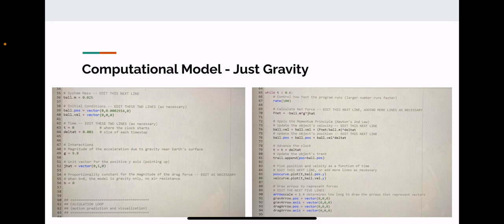The initial conditions for the computational model with just gravity are the ball's mass, 0.025 kilograms, position, 0.002914 meters in the y direction, and velocity 0. Setting j hat equal to <0, 1, 0> will help us show the direction of the force. B is equal to 0 to show we are not considering drag for this model. Like I previously said, Fnet is equal to the force of gravity, and our time frame is 0.6 seconds.